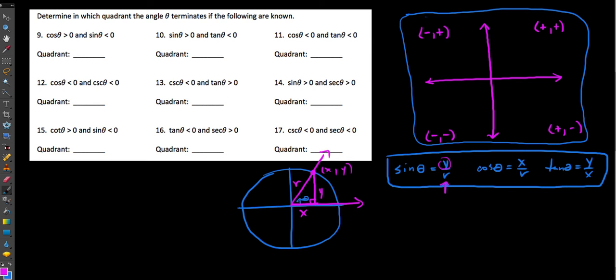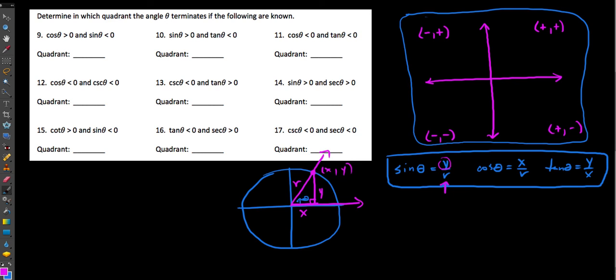Likewise, where's cosine going to be positive, given that r is always positive? The only way cosine is going to be positive is if the x part is also positive. So in which quadrants would we expect cosine to be positive? Where our x value is positive, that would be in the first quadrant, but also in the fourth quadrant. If any angle terminated down here, its cosine value would have to be positive because it has positive x values, and cosine is x over r. So we see cosine being positive to the right of the y-axis.